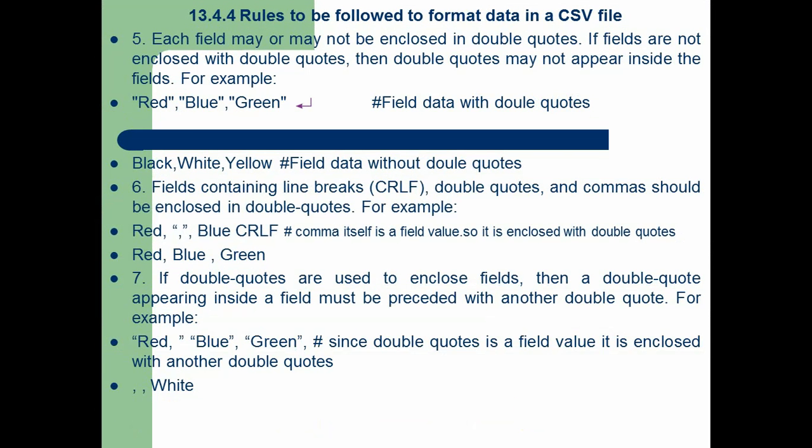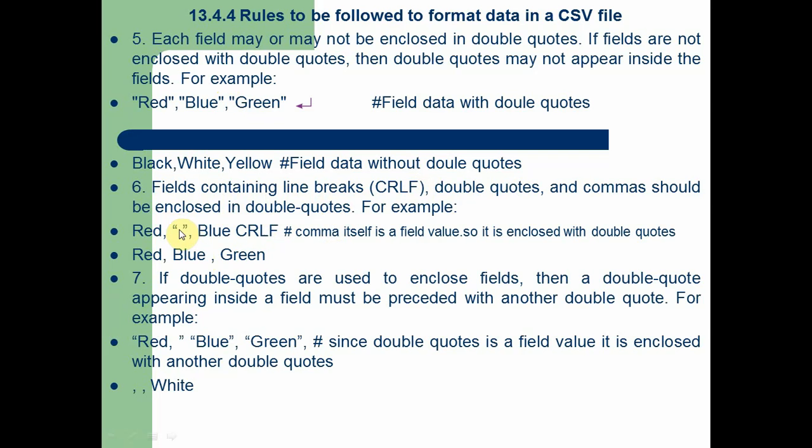Next one is the fifth rule. Each field may or may not be enclosed in double quotes. If fields are not enclosed with double quotes, then double quotes may not appear inside the field. Of course, we just learned how to use double quoted data in a CSV file. So this is the rule which I explained in this fifth point. Next one is the sixth rule. Fields containing line breaks, double quotes, and commas should be enclosed in double quotation. So of course we know, if you want to create comma related data or any empty data, then they should be enclosed with double quotes.